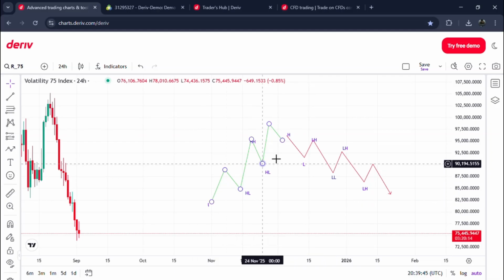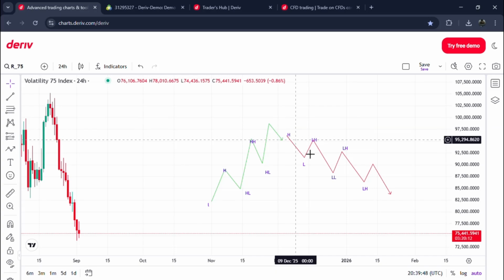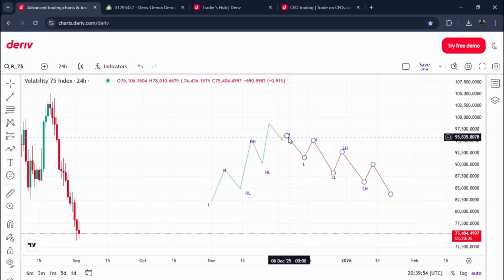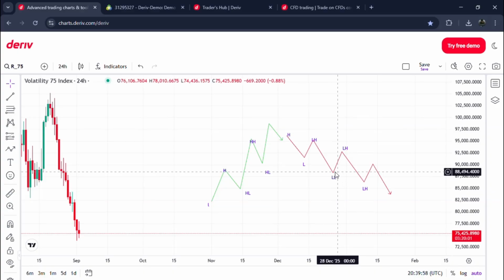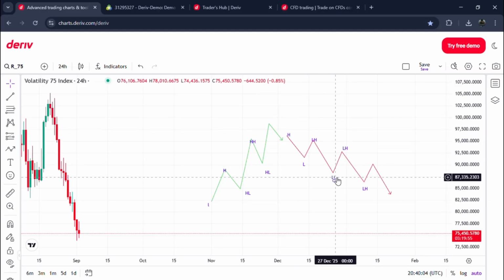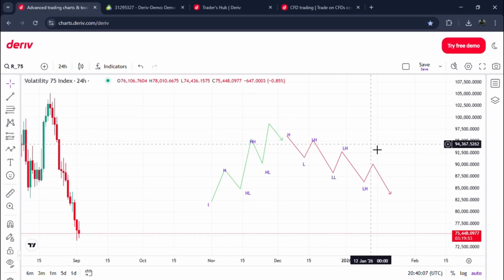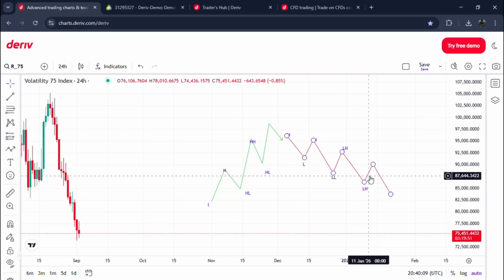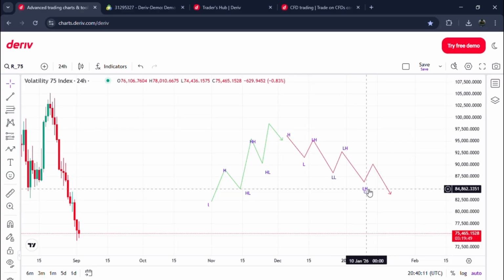Why is this a lower high? Because this peak is below this high, meaning it's a lower high. And this peak, why is it a lower low? Because this peak is a bit lower than this peak, making it a lower low. So lower low, lower high, lower low, lower high. Oh, sorry, I indicated here lower low. That must be, let me just change that.